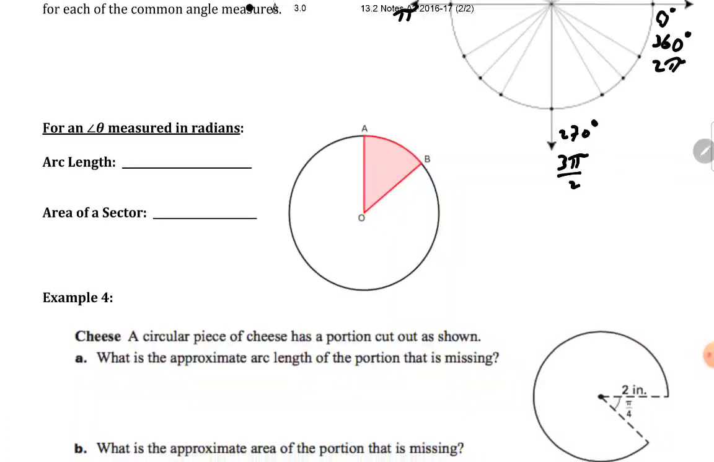So for an angle measured in radians, the arc length formula, arc length S equals R times theta. Area is 1/2 radius squared times theta.